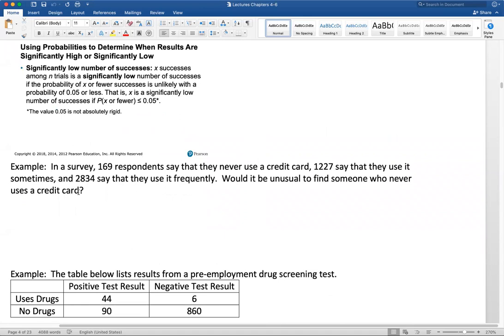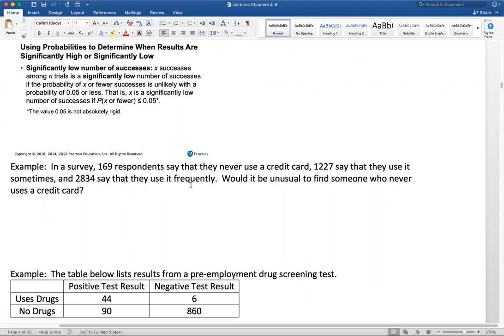Here is an example. In a survey, 169 respondents say that they never use a credit card, 1,227 say that they use it sometimes, and 2,834 say that they use it frequently. Would it be unusual to find someone who never used a credit card? We're going to find the probability that people never use a credit card.